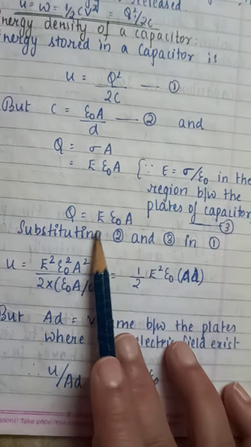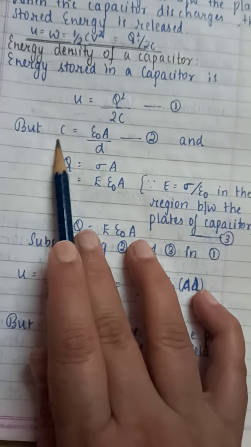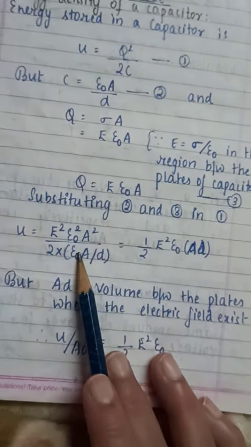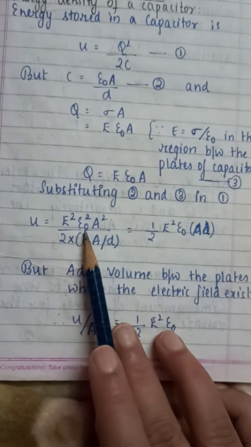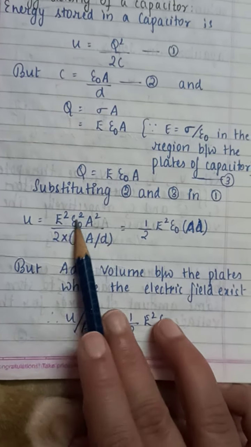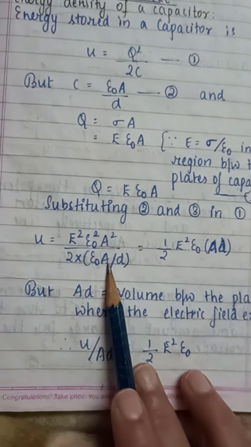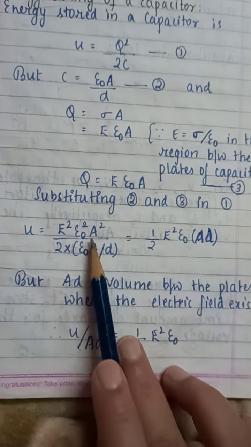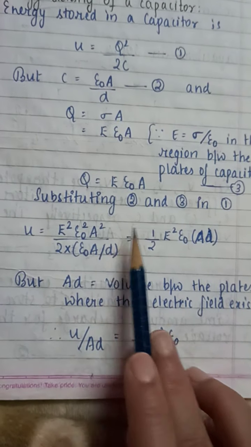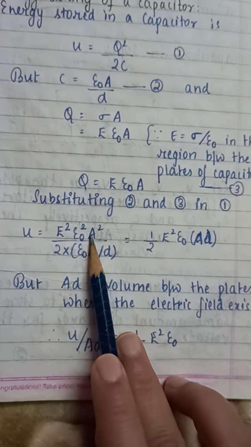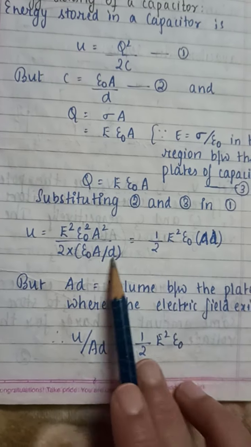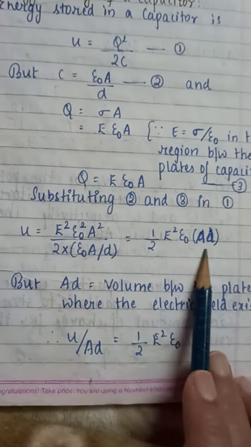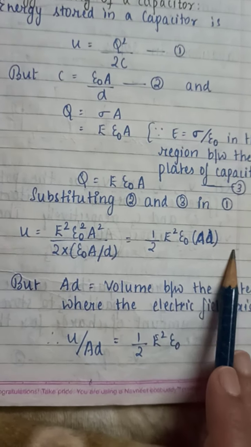Now substitute the values of Q and C in the first equation. We will get the energy stored in terms of E square. From this expression you will see one epsilon naught will cancel out, A cancels out, this D will go upstairs and this will become AD. One A will remain, one epsilon naught will remain. Then this expression will become half E square epsilon naught AD.